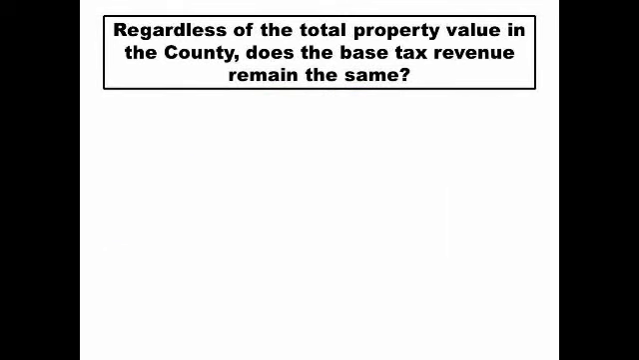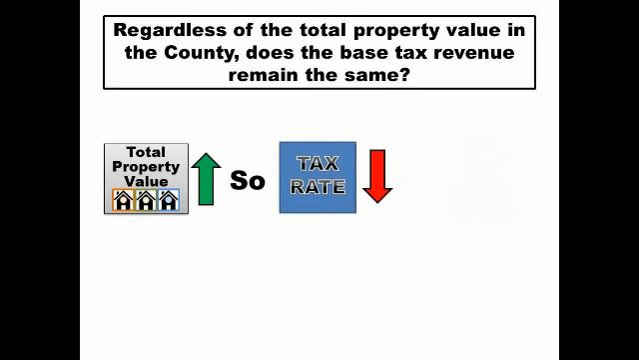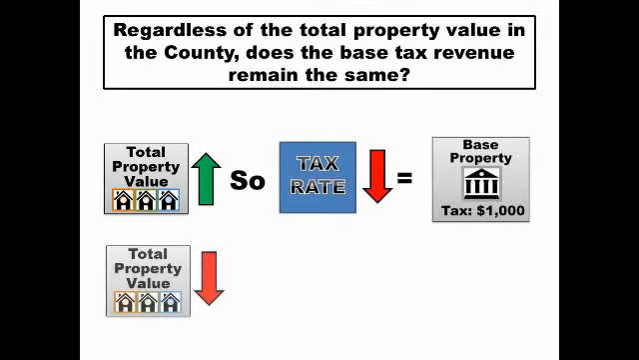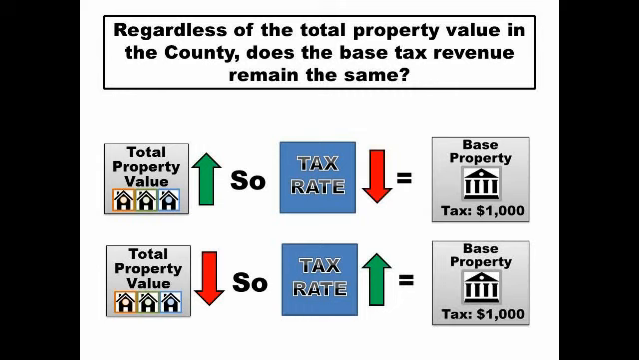So regardless of how property values go in the county, the total base property tax remains the same. If property values go up, the tax rate goes down, and the base property tax is $1,000. If total property values drop, then the tax rate goes up, and the base property tax is $1,000. Once again, this is a very stable system. It was designed to be stable because it does provide funding for core services.